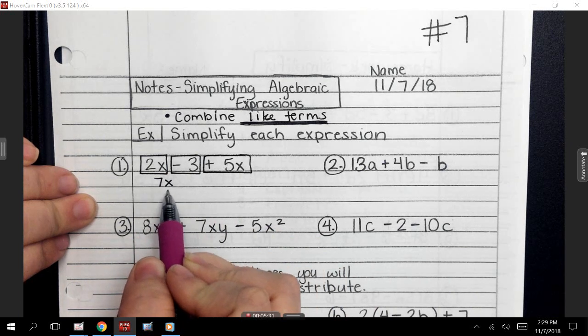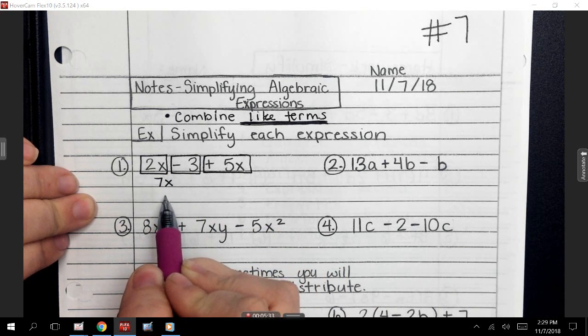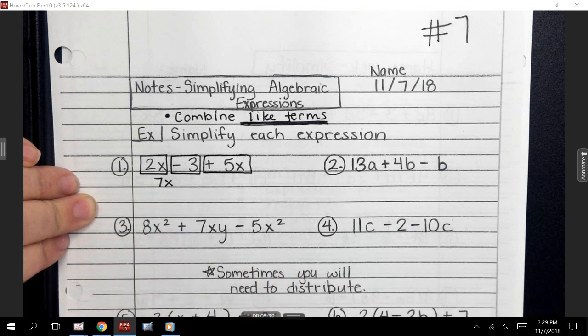Okay? Now, this x might not be apples. This x might be oranges. All right? It's x. It can be whatever it wants, can it? Yeah. All right? Are there any questions about where we got 7x from?